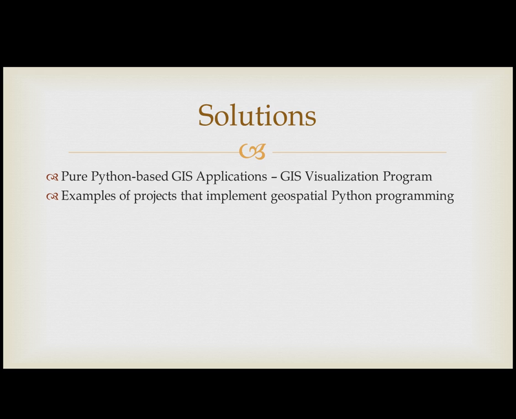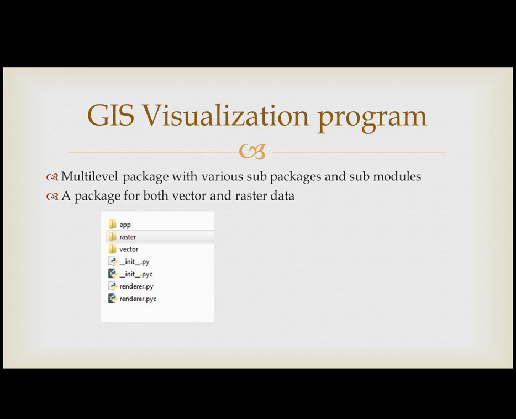The GIS visualization project that I examined is a multi-level package which has two main packages, a vector package and a raster package. This is important because since these are the main two data types that GIS uses, it's important that a module is dedicated to each so that the program can work with each data type separately.